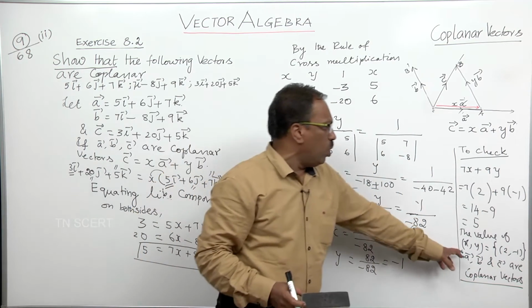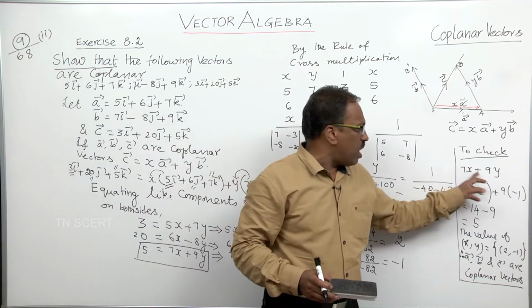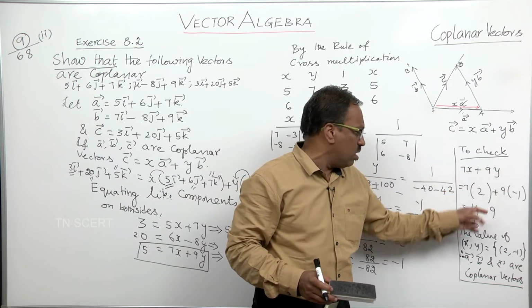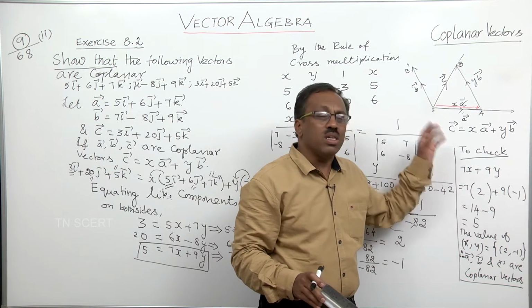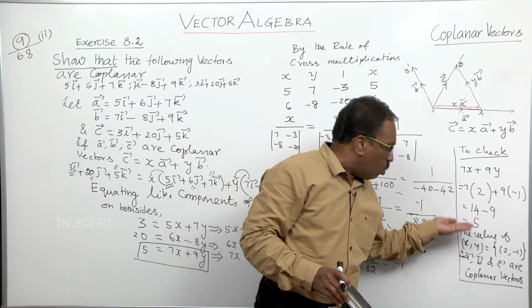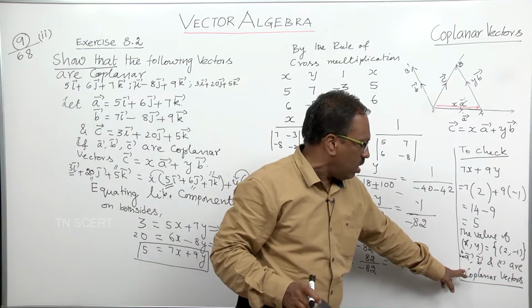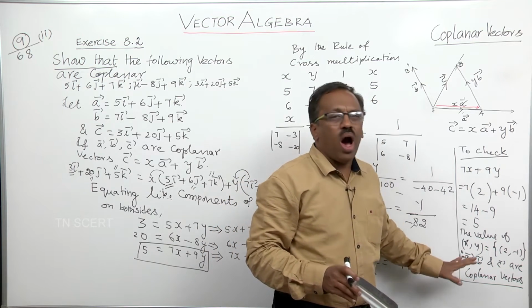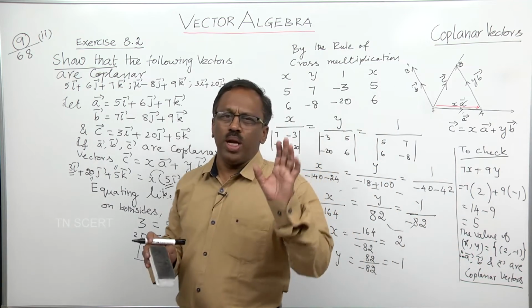In what way did I find out? By taking the values of x and y, I have substituted them into the third equation, by which I have arrived at the result of 5. That means it is right. Once it is checked and correct, what is given, ABC, is coplanar vectors. So, I have confirmed that all the 3 vectors are coplanar.